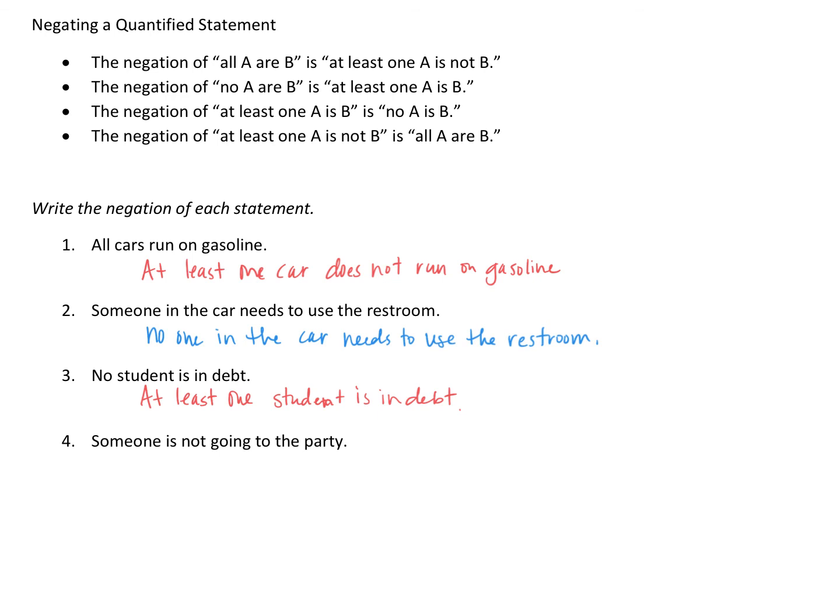And then number 4 is the other existential quantifier. Someone is not going to the party. So if I'm saying at least one person is not, then the negation of that is all of them are. So this would be everyone. Someone is not going to the party. I'm going to say everyone is going to the party.